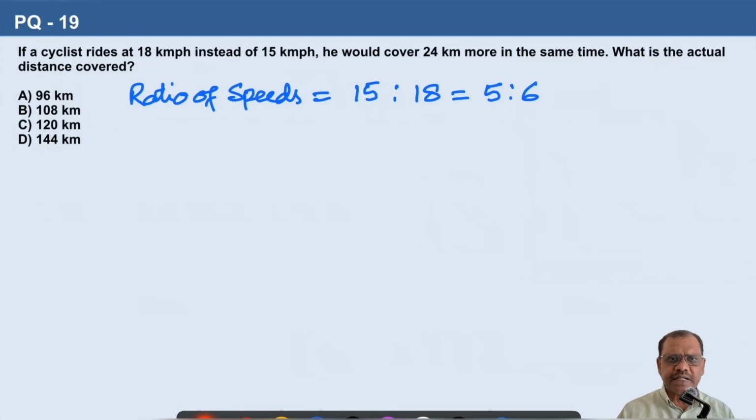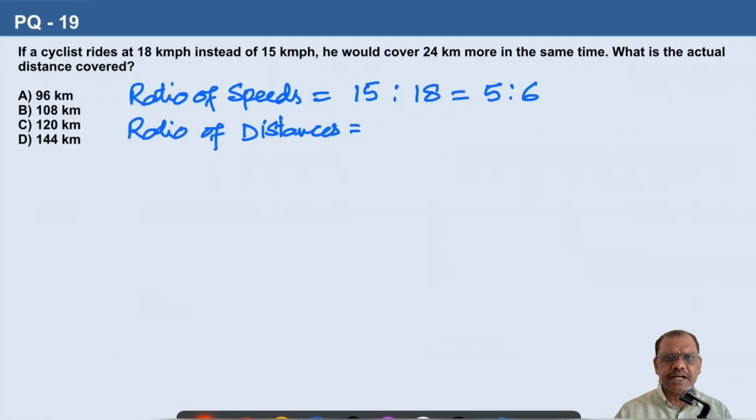Here we should not find the ratio of time. We have to find the ratio of distances, because distance is given in the question. Speed and distance are directly proportional, so you have to consider the same ratio, 5 is to 6. So 5 parts is the distance covered at the original speed and 6 parts is the distance covered with the increased speed of 18 kilometers per hour.